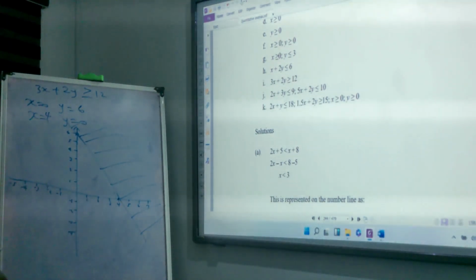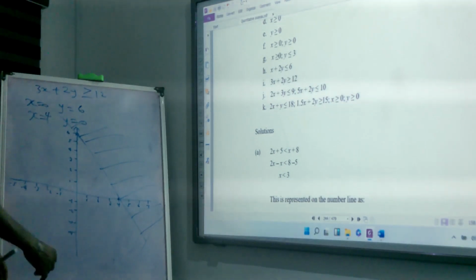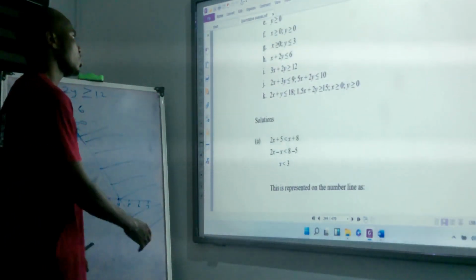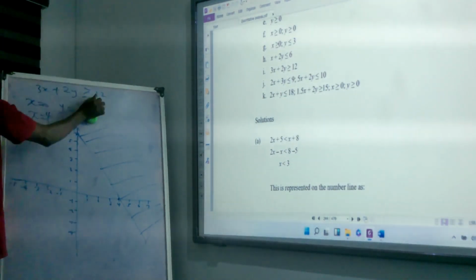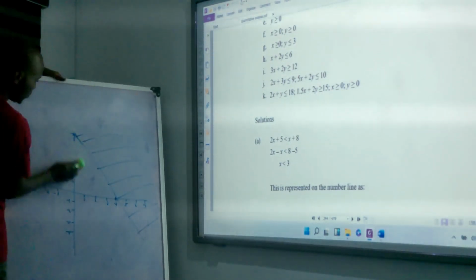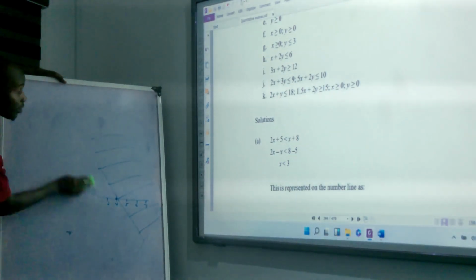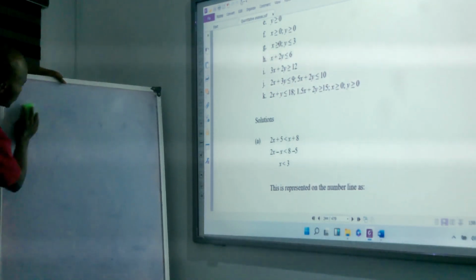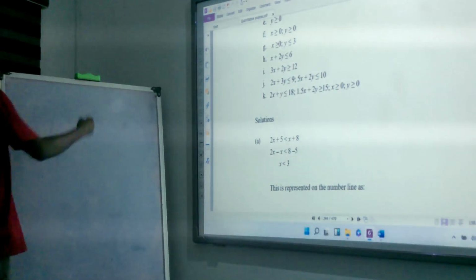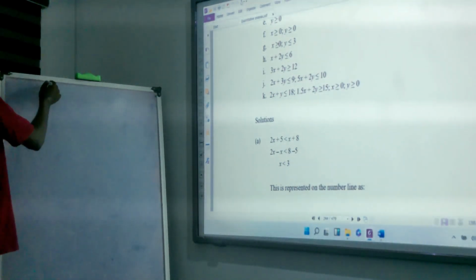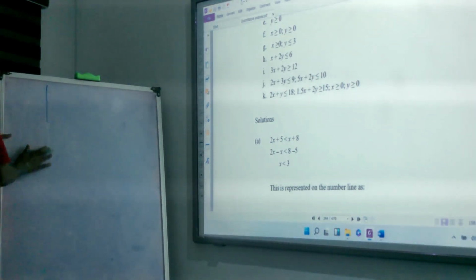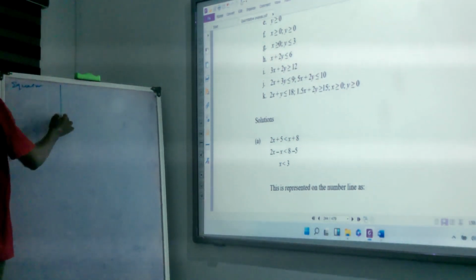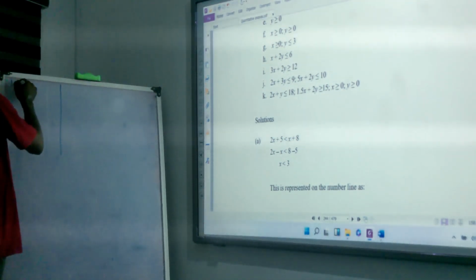Now, what if we have two lines on the same graph? Actually, the question gave us two inequalities, and we have to draw them. So to answer the penultimate question, let's just draw the box. So we have the inequalities.